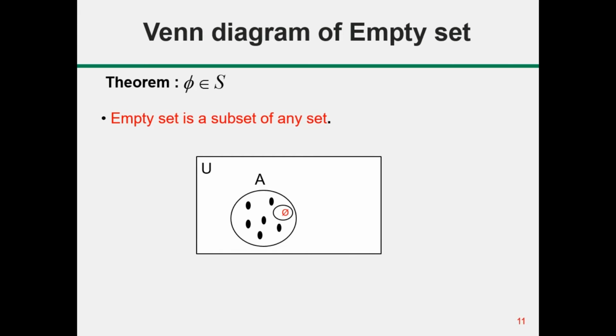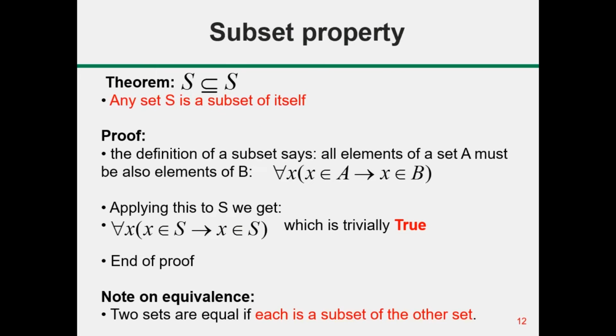So this is another theorem, and always remember that phi or any null set is always a subset of any set, because you cannot write 0. Remember that one. Subset property.